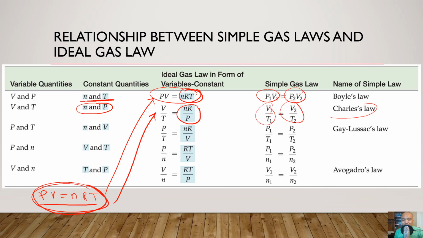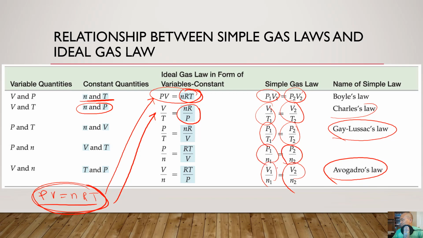And you can look at other different laws as well, as listed over here. For example, Avogadro's Law, which is the V and n relationship, and Gay-Lussac's Law, which is the P and T relationship. We can also derive the P and n relationship.